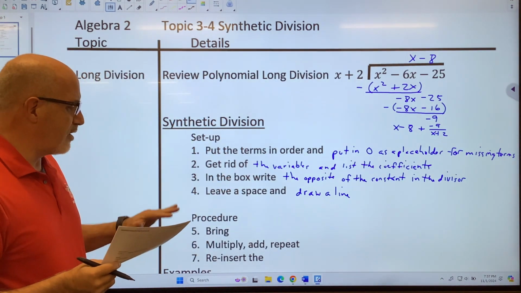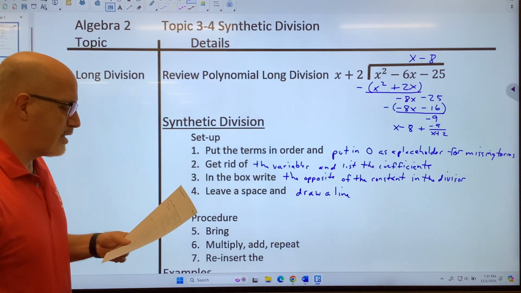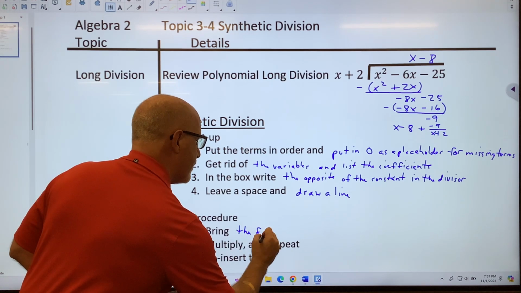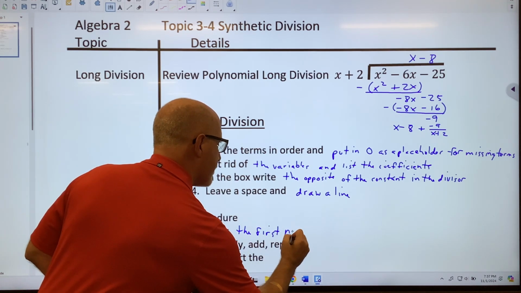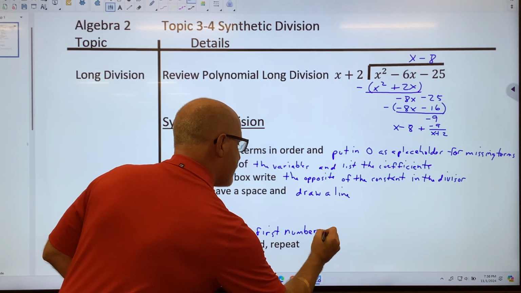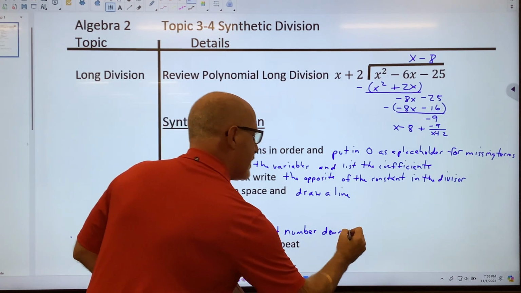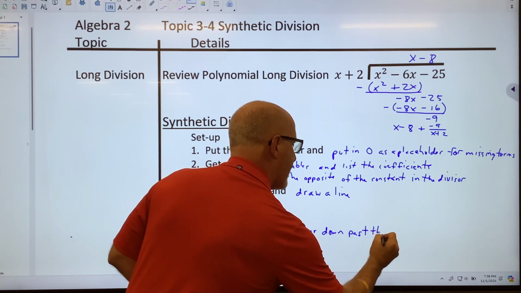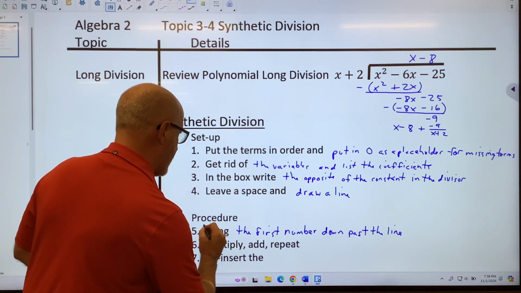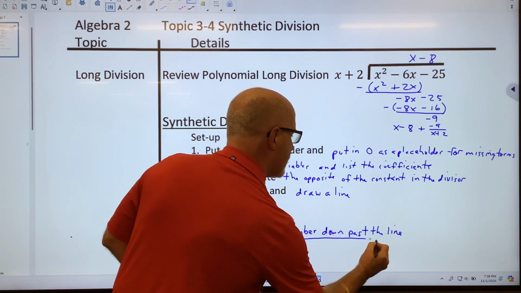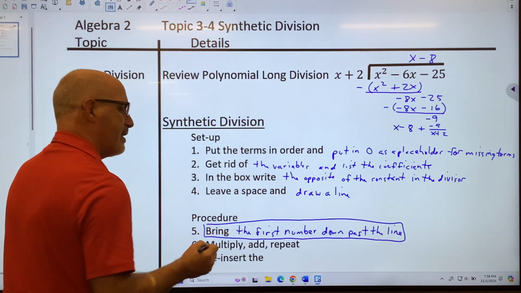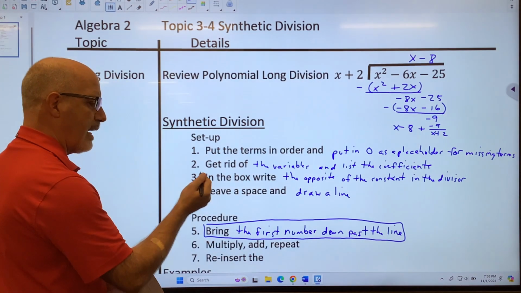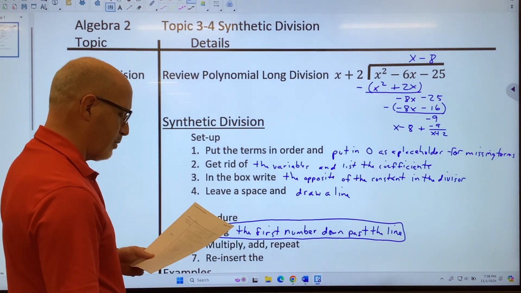Now the steps, actually, the procedure for doing this is you want to bring the first number down past the line. That's the line we just drew in the last step, past the line. This is kind of the critical step that people kind of forget to do. So I'm going to put a box around it, because this is the one that leads to the most errors in this process. Next, we're going to multiply, add, and repeat. You'll see what that means as we go through the problem.